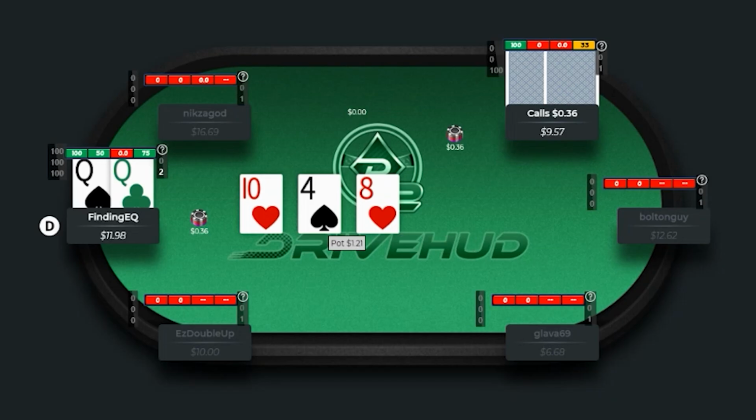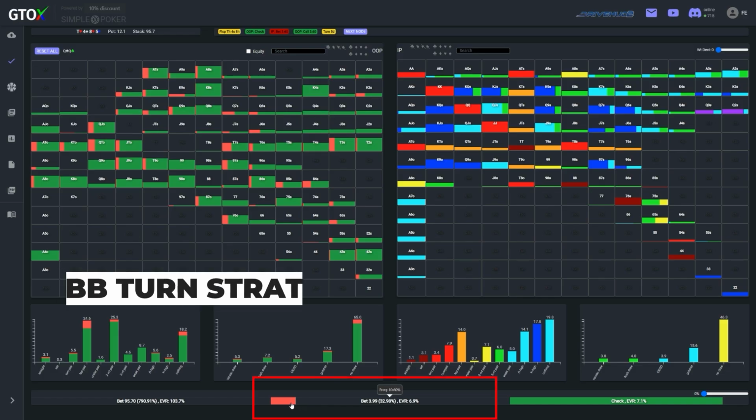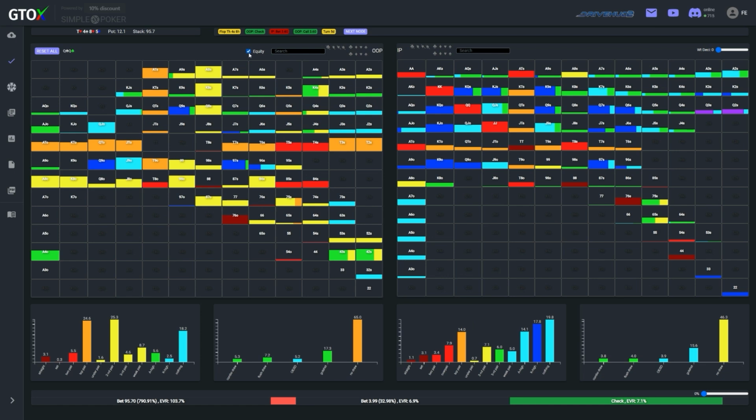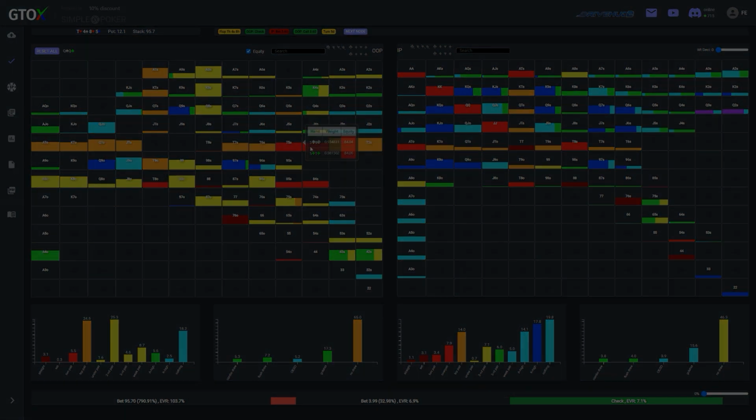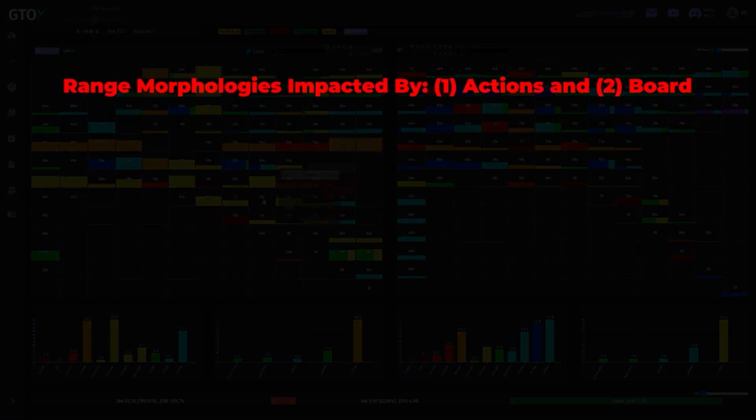Villain calls my bet, the turn is the five of diamonds, and the big blind checks again. Interestingly, we see that unlike the flop, the solver does a decent amount of leading now. So why is this? Well, one thing we need to keep in mind is that range morphologies are not static, and they can change depending on the runout.